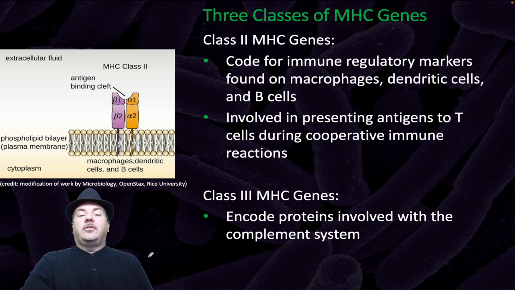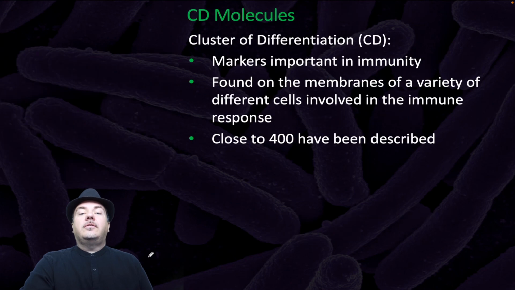Class 2 MHC genes code for immune regulatory markers found on macrophages, dendritic cells, and B cells. They're involved in presenting antigens to T cells during cooperative immune reactions, whereas class 3 MHC genes encode proteins involved with the complement system. Cluster of differentiation are markers important in immunity.